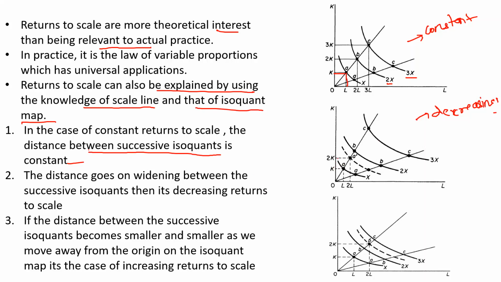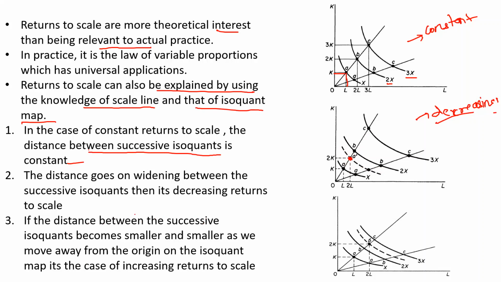You can see here the input is doubled. Because of doubling the input, the output which has been produced was supposed to be 2x, but it is less than 2x. So it is decreasing return to scale, and the distance between the successive isoquants is increasing. So this is decreasing return to scale.